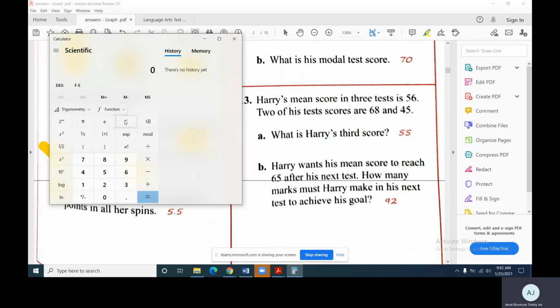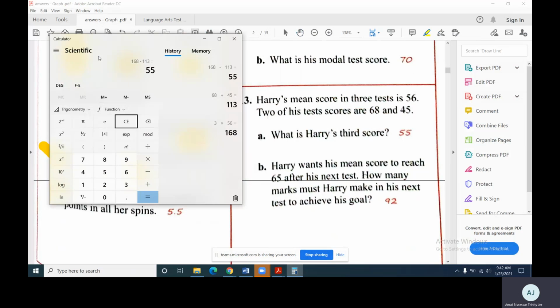Let me do that again. So how many numbers? 3 numbers. Adds up and gets a mean of how much? 56. That should be 168. 2 of the numbers is 68 and 45. So when I add that, I'll get 113. What is the third number? The third number would be 168 subtract the 113 that I know, and you will get 55.